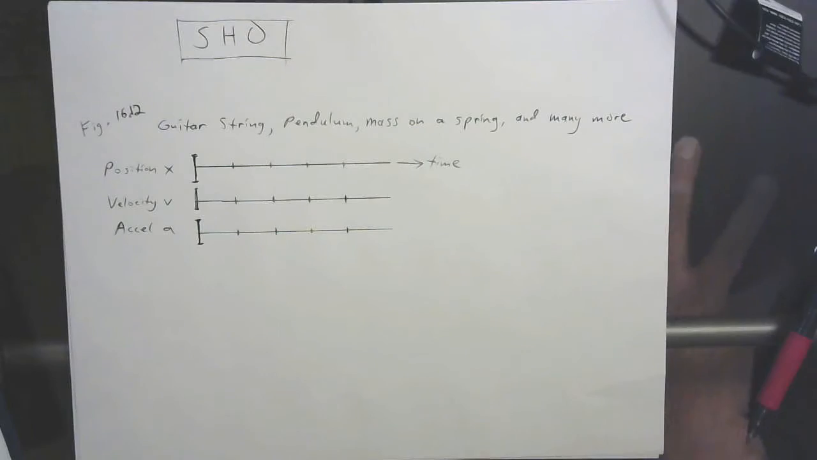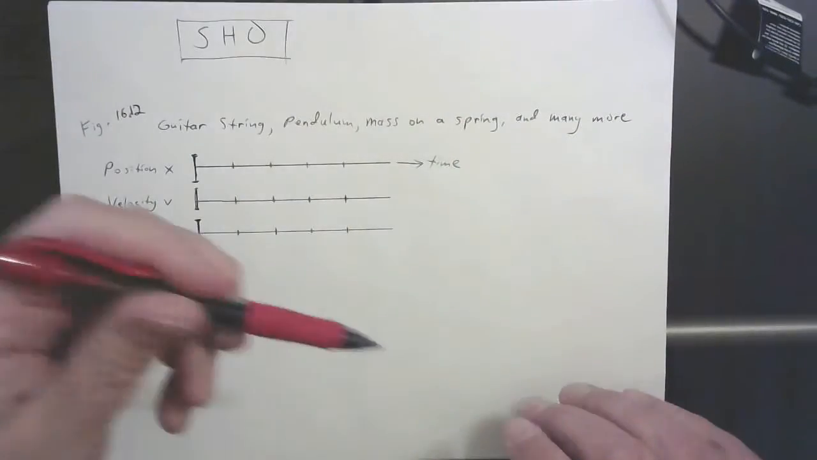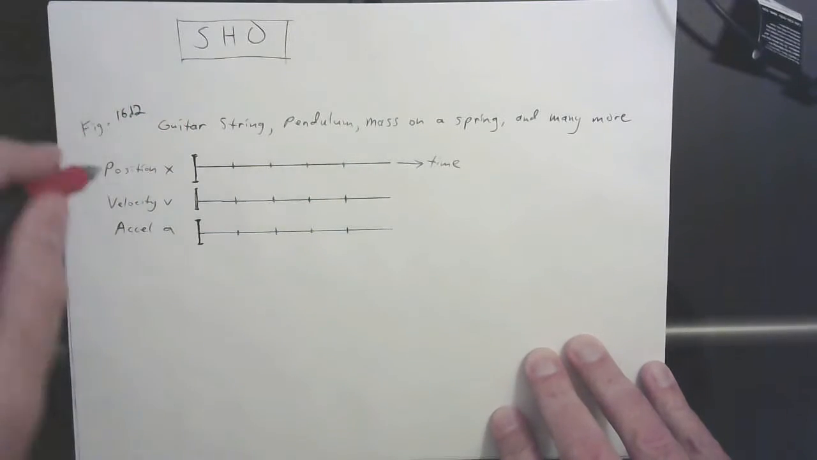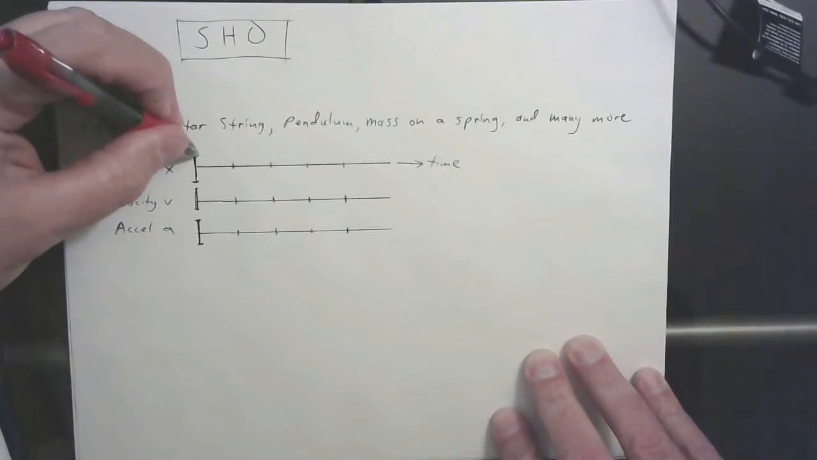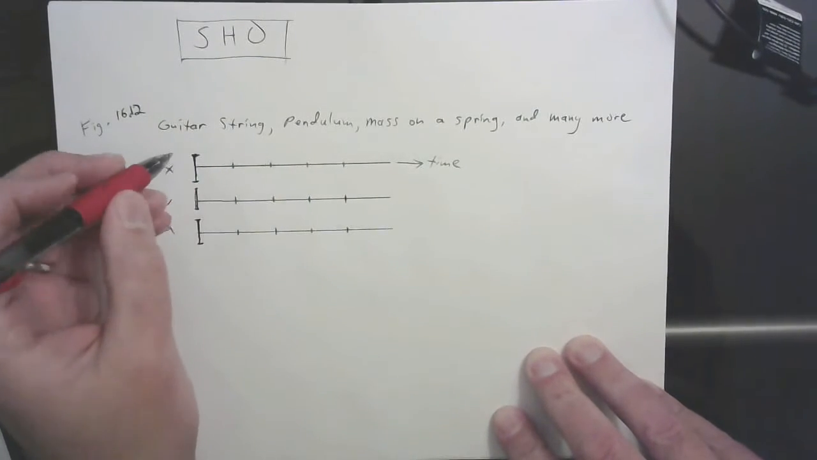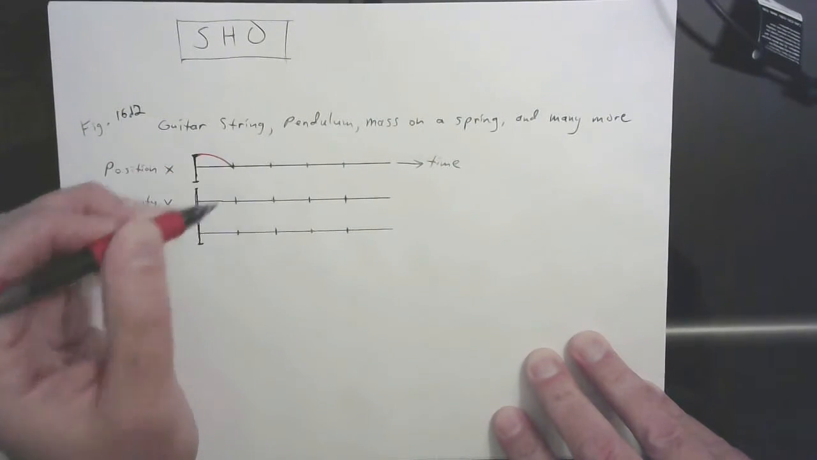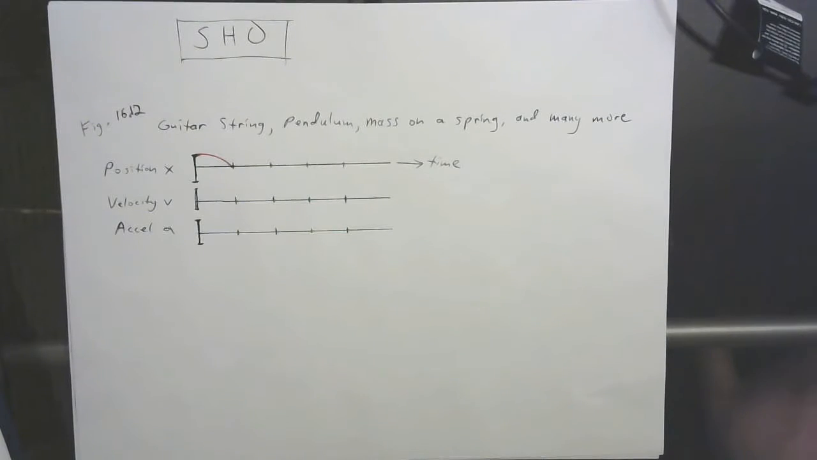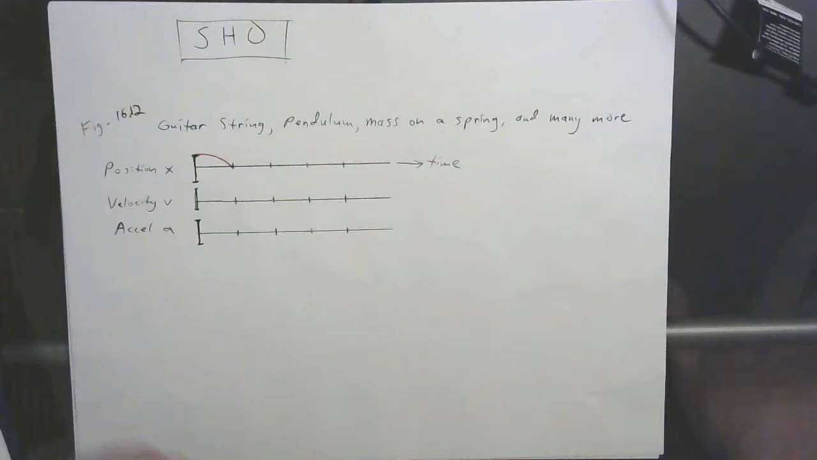So let's suppose we had a guitar and we plucked that string back. So let's make some graphs. Position versus time. So we'll start off up here. Then we'll let the string go, and it will respond. It will go back toward the neutral position. So that middle line means the relaxed position.